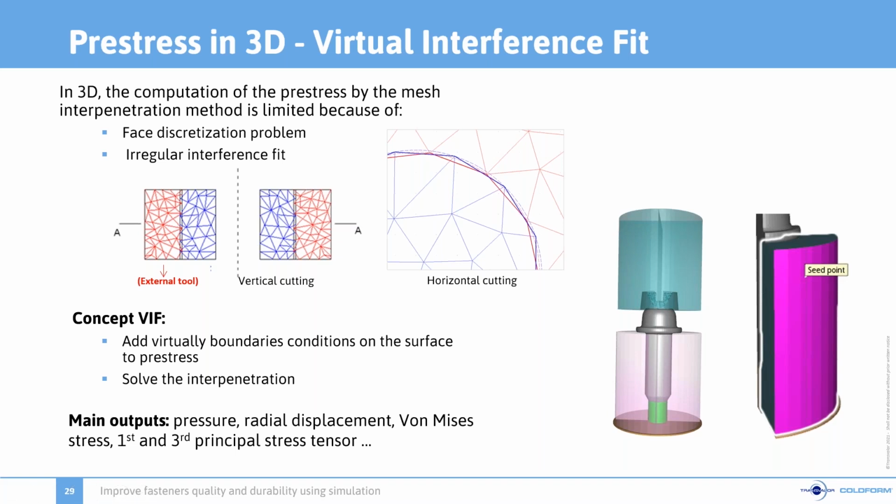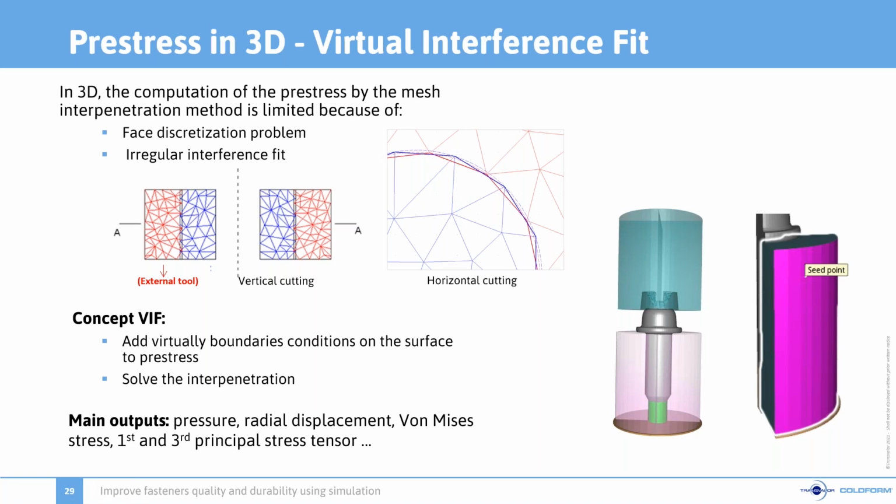In 3D, the pre-stress computation by the mesh interpenetration method is limited because of the phase discretization problem and the irregular interference fit. Here we see the phase discretization. It will be difficult between the insert and the ring. For this reason, to consider the press fit, a method called virtual interference fit, VIF, is used in 3D. The concept is to add virtually a pre-stress on this surface in pink and to solve the interpenetration.